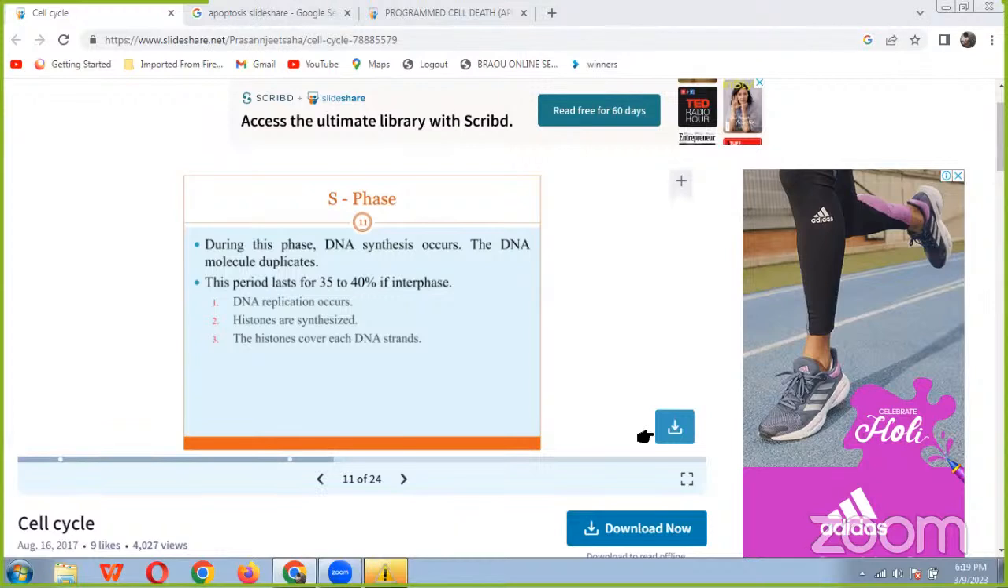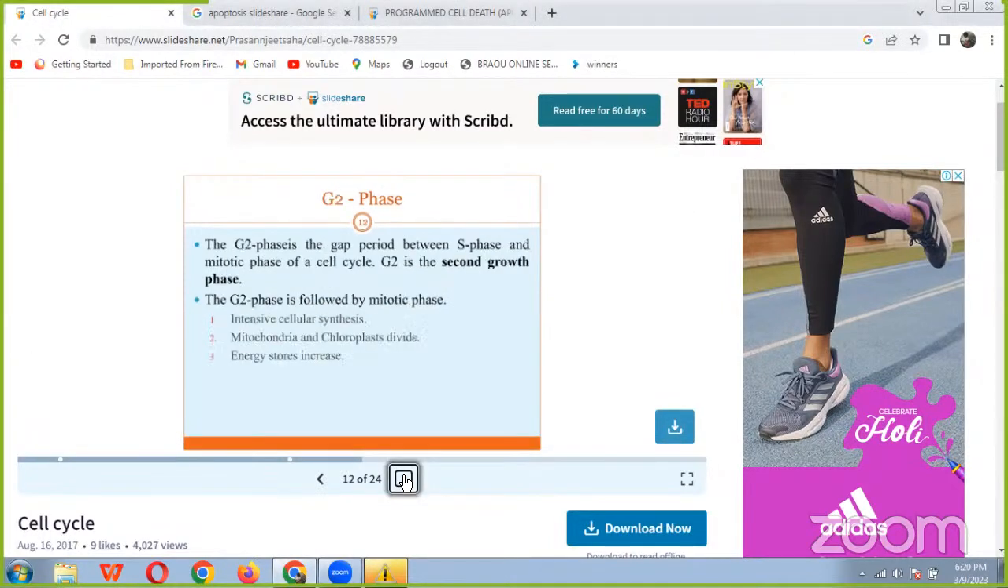In this phase, mainly a copy of each chromosome is formed, already replicated. During this phase, DNA synthesis occurs and the DNA molecules are duplicated or replicated. Histones are synthesized, and the histones cover each DNA strand. These are the characteristics of the S phase.